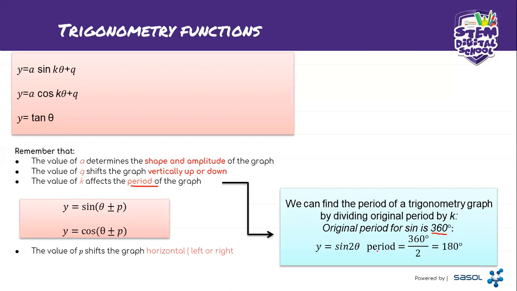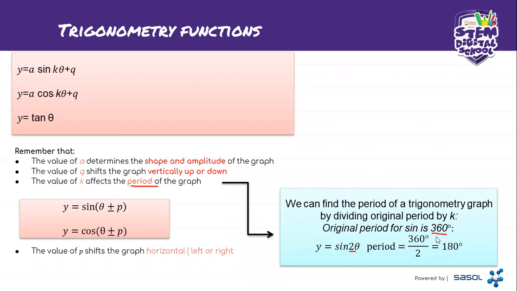Now, if we have that value of K, in this case you can see it is 2, what will be the period of this graph of sine 2 theta? Then we're going to say period equals the original period of sine, which is 360, divided by 2, and that gives us 180 degrees. So that's how we should determine the period of the trig graphs.